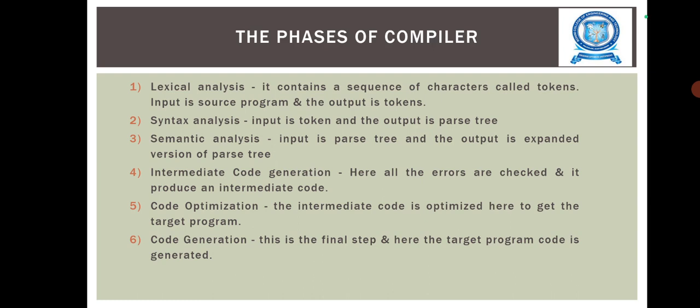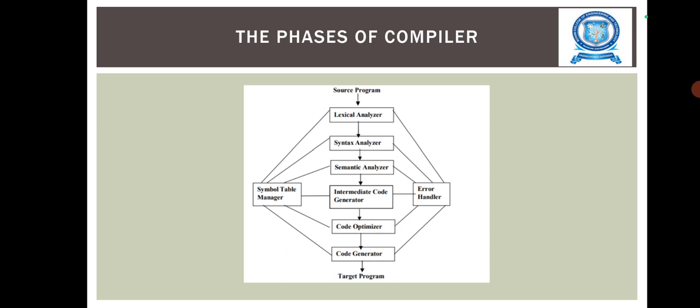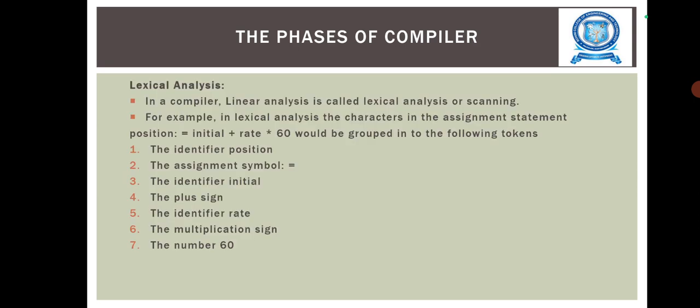Intermediate code generation. Here all the errors are checked and it produces an intermediate code. Code optimization. The intermediate code is optimized here to get the target program. Code generation. This is the final step and here the target code is generated. Here the diagram shows the 6 phases of a compiler. One by one, here we are going to see the phases of compiler.